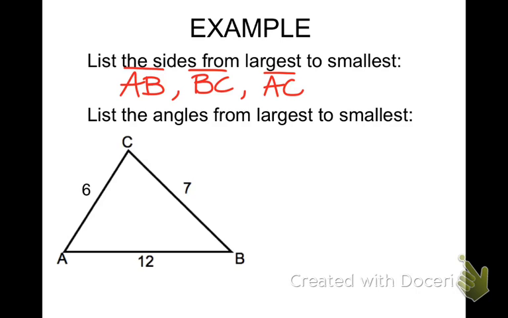So where would my largest angle be if my largest side is AB? If your largest angle is opposite the largest side, angle C. So if this is my largest side, AB, and I go directly opposite of it, that puts me at angle C. So angle C must be my largest angle, followed by, what would be next? Angle A, which is opposite of the 7. And my smallest angle would be angle B.